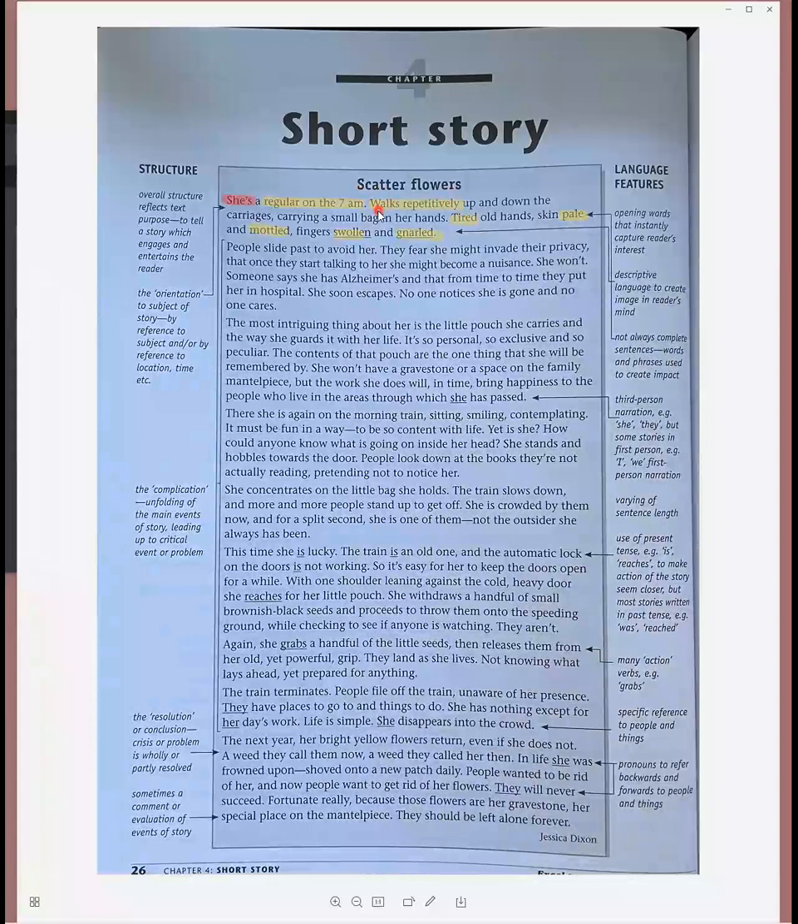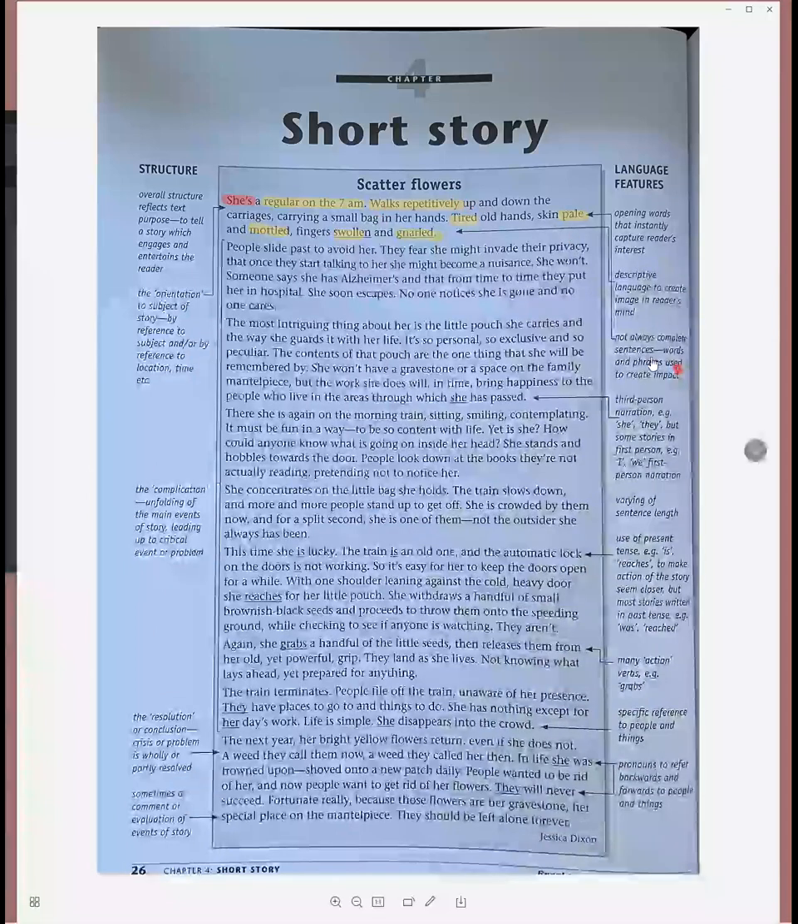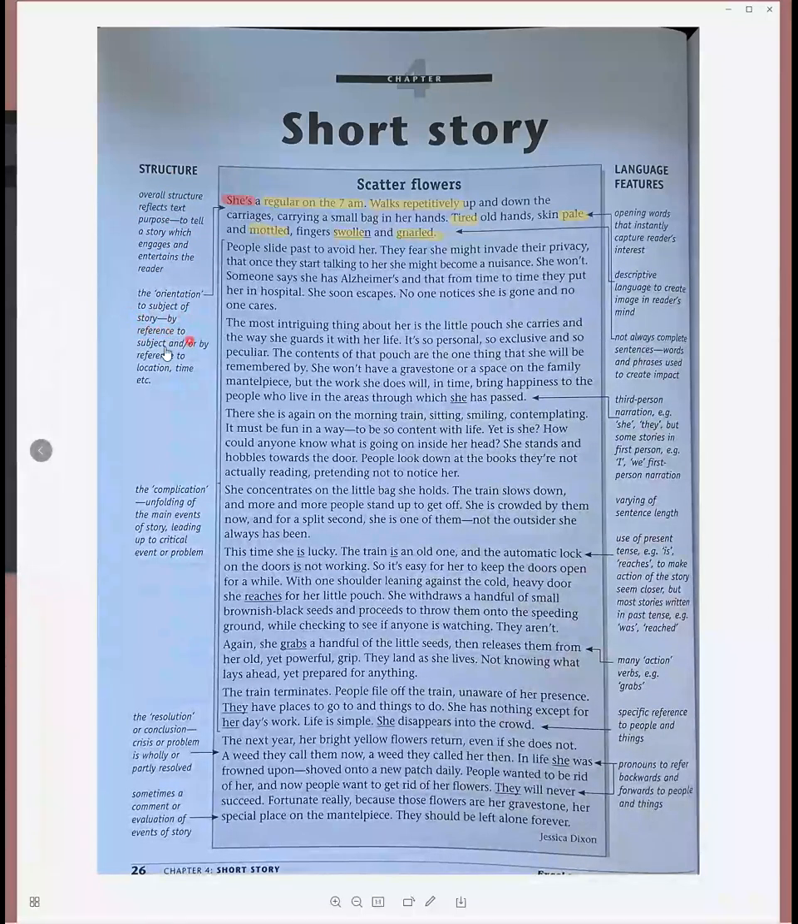And this provides a more varied sentence structure, which makes it interesting. So you don't have too much unnecessary information in there. You have what's important, the things that she does. Okay, so these create a lot of impact. So the overall structure reflects text purpose to tell a story which engages and entertains the reader, and the orientation to subject of the story by reference to the subject and or reference to location, time, etc.